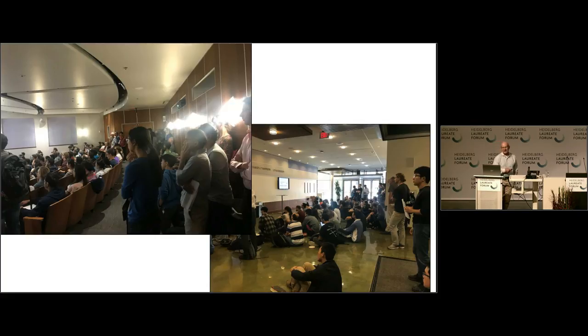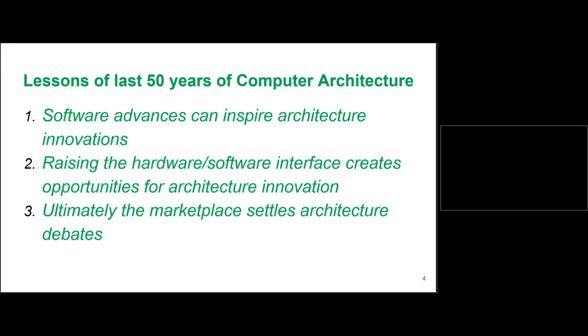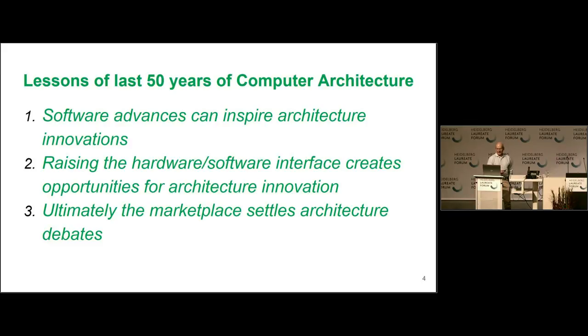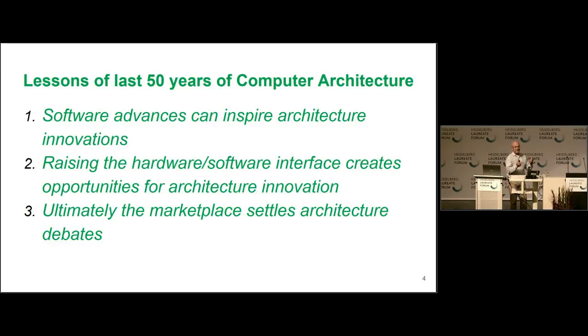So what I'm going to do today is give you the history of computer architecture, 50 years, half a century in 10 minutes, and then talk about some of the challenges and opportunities, but it's a subset of the talk for the Turing lecture that's already been presented, you can see there. And I think from that half century, there's 3 lessons that will drive the future as well as it drove the past: that software advances inspire hardware people; that when we raise the hardware-software interface, that leads to great opportunities in architecture; and finally, the way we settle debates in computer architecture is we spend billions of dollars building products, and then the winner won, I guess.